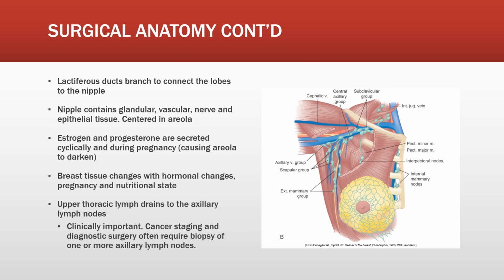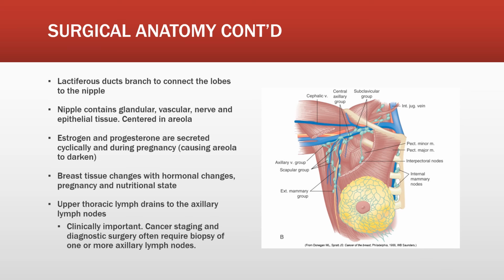Right, the lactiferous ducts branch to connect the lobes to the nipple. The nipple contains glandular, vascular, nerve, and epithelial tissue, and they are usually centered in the areola, which is the darker skin of the breast that's around the nipple in a circular area. Estrogen and progesterone are secreted cyclically and during pregnancy, which oftentimes causes that areola to darken, and they may also see what are called Montgomery tubercles, and these are tiny bumps that form around the areola when pregnancy is discovered.